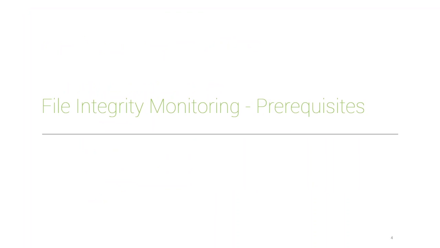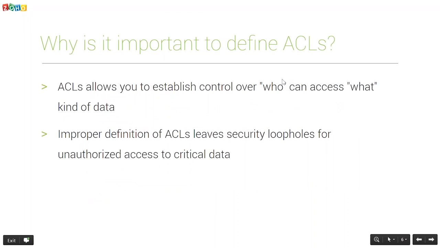So let's get started with today's workshop. First, we will be looking at defining access control lists. And here is why it is important. It allows you to establish control over who can access what data. This means that it establishes the permission between the user accounts or user groups and the data in which the confidential information is stored. Thus, improper definition of access control lists can create security loopholes, meaning that it is important to properly define them.